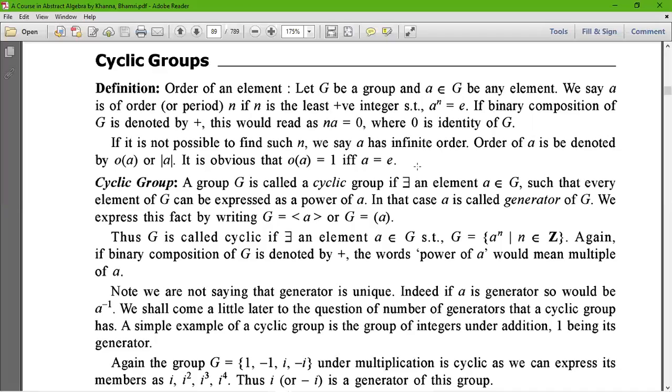That means a cyclic group may or may not have more than one generator. Sometimes it has generators which are unique, but sometimes it has generators which are not unique. It may vary.